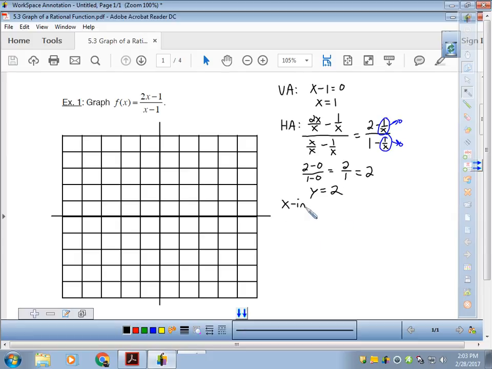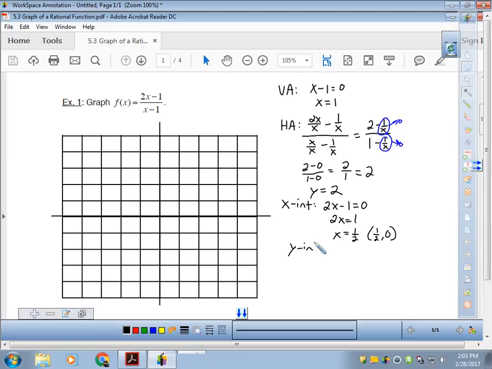And then I'll find x-intercepts. To find x-intercepts, I take the top and set it equal to 0. So 2x minus 1 equals 0. Add the 1 across, we have 2x equals 1. Divide by 2, we get x equals 1/2. So my x-intercept is at 1/2, 0.